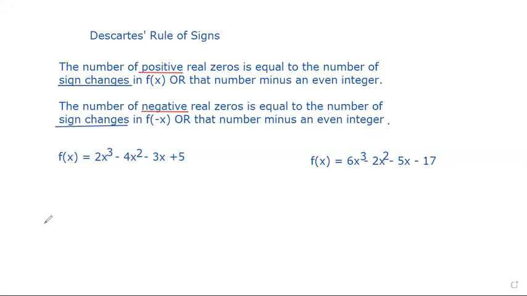So right here, the first thing we want to do is find the number of positive sign changes. So this is positive to negative. That's one sign change. Negative to negative, there's no change. Now negative to positive, that's two sign changes. So here we want to say we have either 2 or 0 positive real zeros.